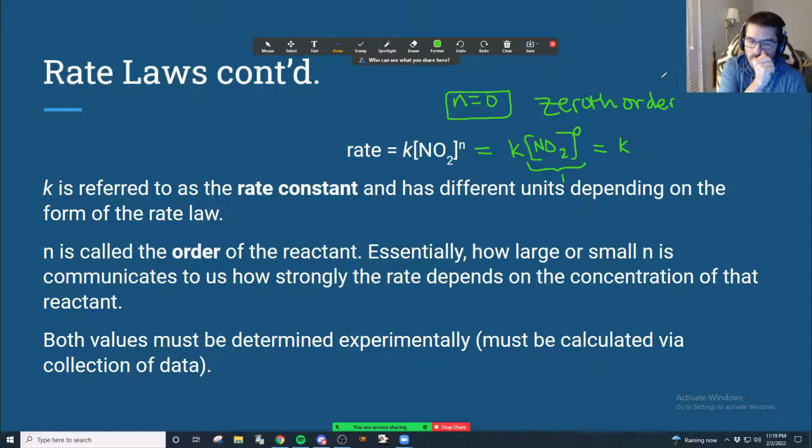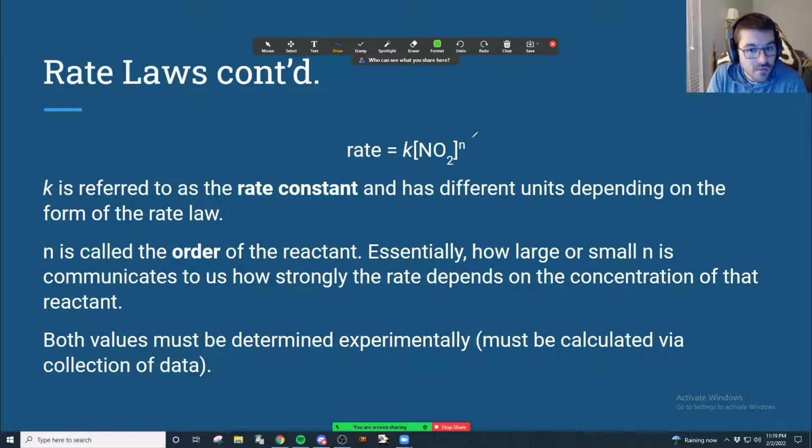0th order, okay? What this means for these reactions is that the rate does not depend on the concentration of the reactants. It's literally just temperature dependent. It's just the rate constant, which changes as a function of temperature. There are some 0th order reactions. There are, however, lots of reactions that are not 0th order. They do depend on the concentration.